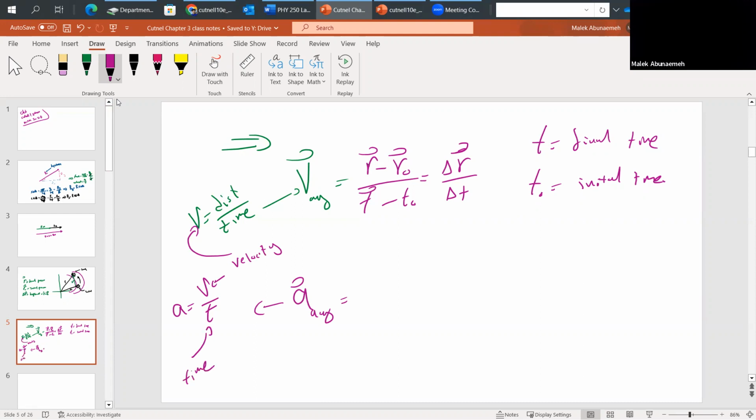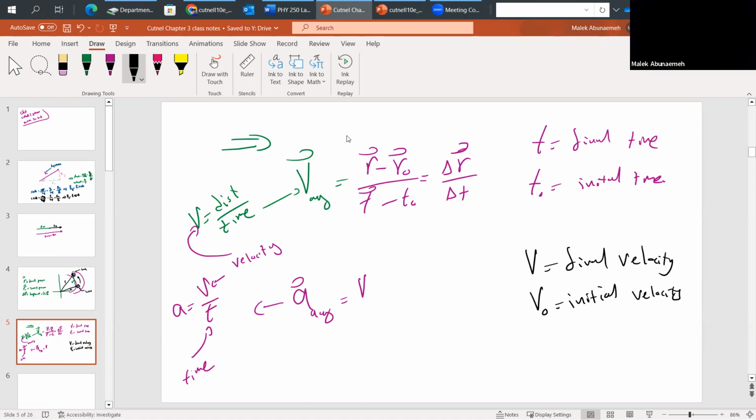So average velocity is defined as your final velocity. And let me go ahead and write this down. V is final velocity, and V naught is going to be your initial velocity. So we define the acceleration as your final velocity minus your initial velocity. And again, these are vectors, divided by the time taken, which is T minus T naught. So this is going to equal your delta V over your delta T.